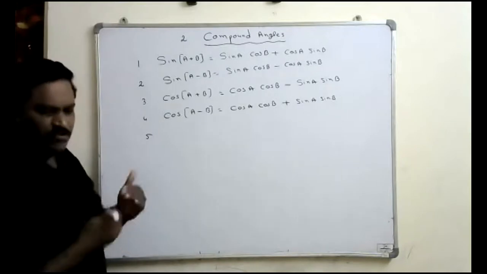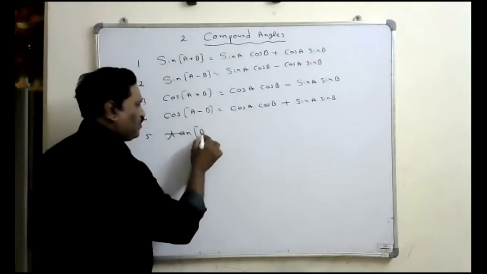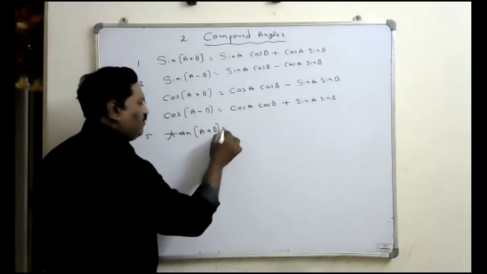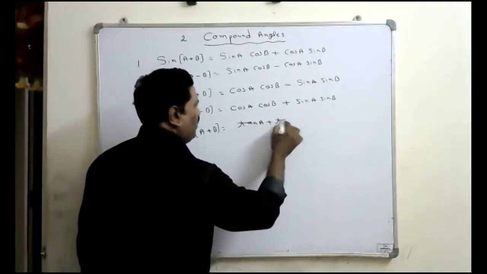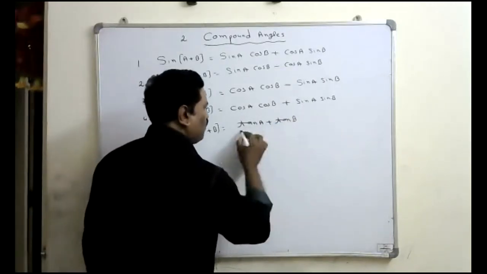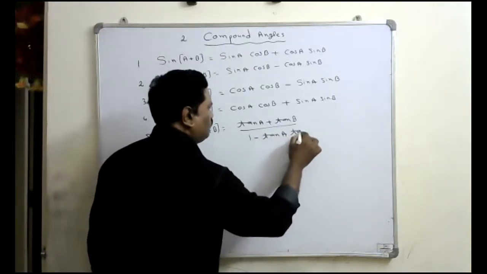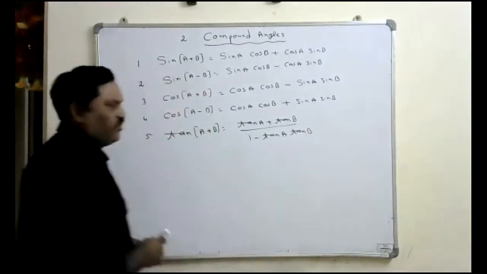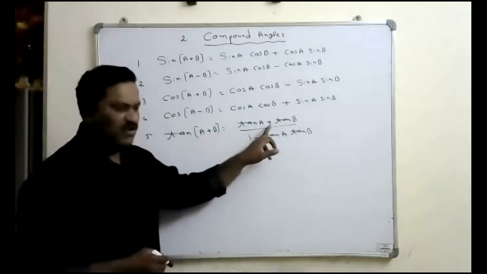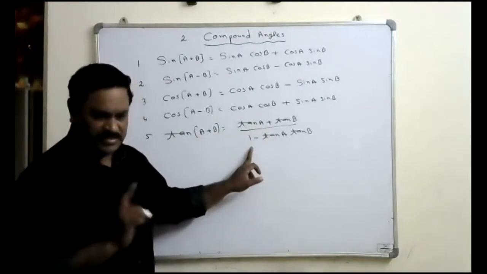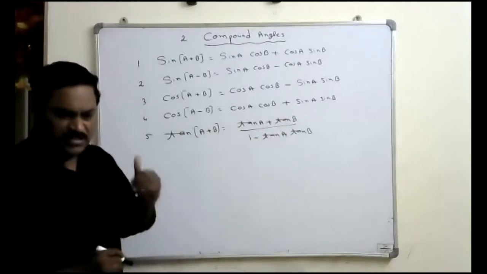From these four formulas, we can find the formula for tan of A plus B. The tan of A plus B is tan A plus tan B upon 1 minus tan A tan B. This is also a very, very important formula. If there is a plus, the numerator has the plus sign and the denominator has the minus sign. So tan A plus tan B upon 1 minus tan A tan B is the formula for tan of A plus B.